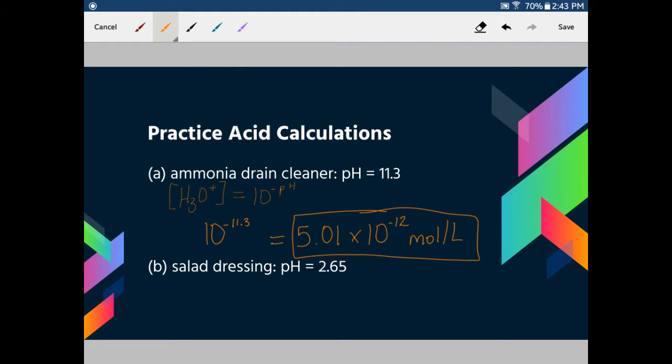All right, and like I mentioned, the number 5.01 times 10 to the -12 is quite a small number, which is what we expect when we see a sort of a high pH. Okay, again, this is a basic pH.